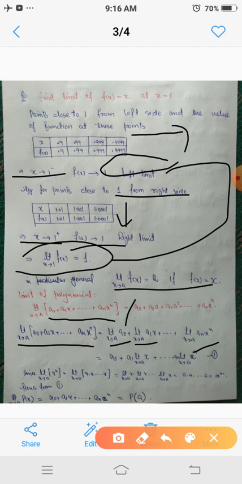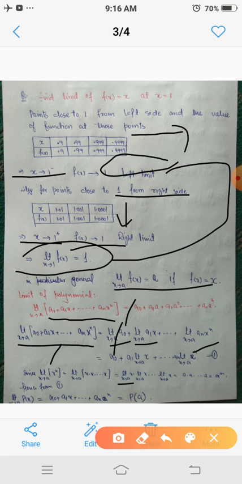Now a naught is a constant, which implies that its limit is simply a naught. The limit of a1 x, where a1 is a constant, comes out of the limit, so it is a1 times the limit as x tends to a of x, and so on up to an times the limit as x tends to a of x to the n. Now x to the n can be written as x multiplied n times. By using the fact that the limit of a product equals the product of the limits, this is the limit of x times the limit of x, up to n times, which is simply a times a, up to n times, because the limit of x as x tends to a is simply a. So it is simply a to the n.